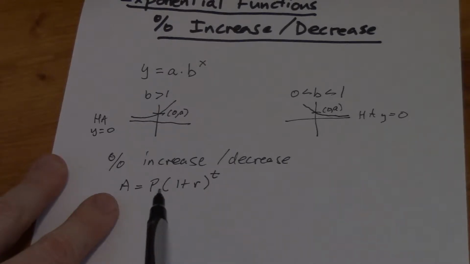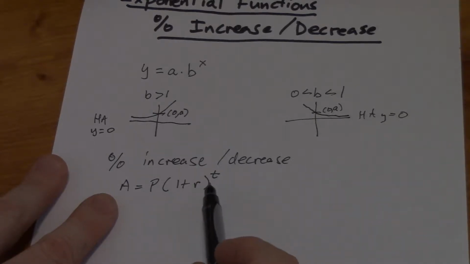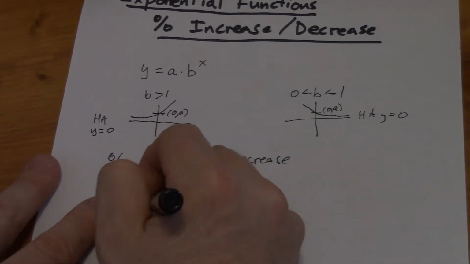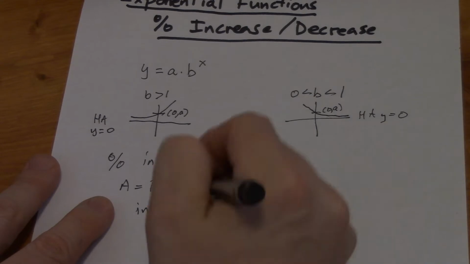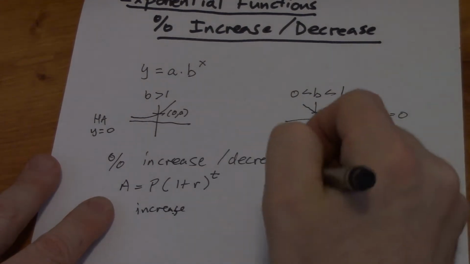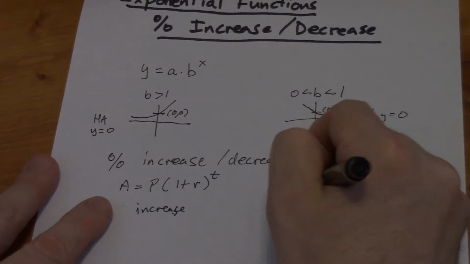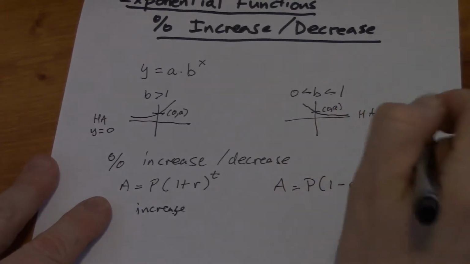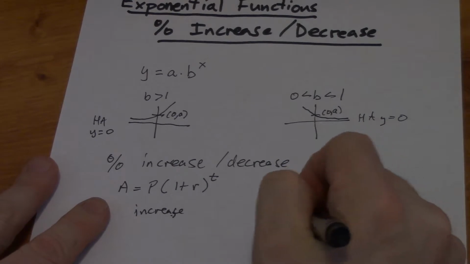Okay, and the idea is P is what you're starting with, R is your interest rate, your percent increase or decrease, in this case increase, and then T would be the amount of time over whatever time period you're talking about. So for money it'd probably be years. Okay, so this would be increase right here. And then A equals P times (1 minus R) to the T. This would be decrease.